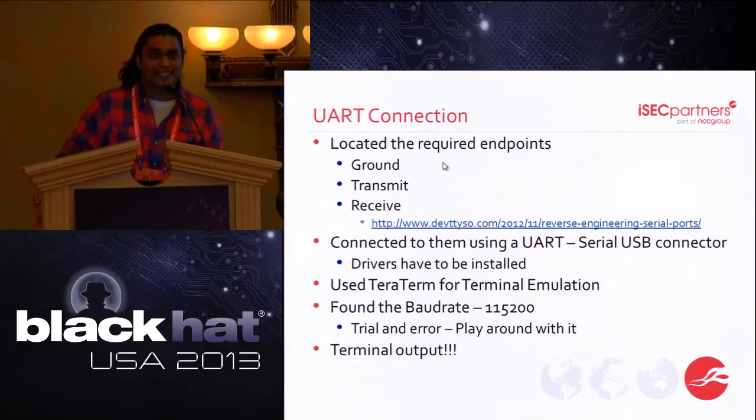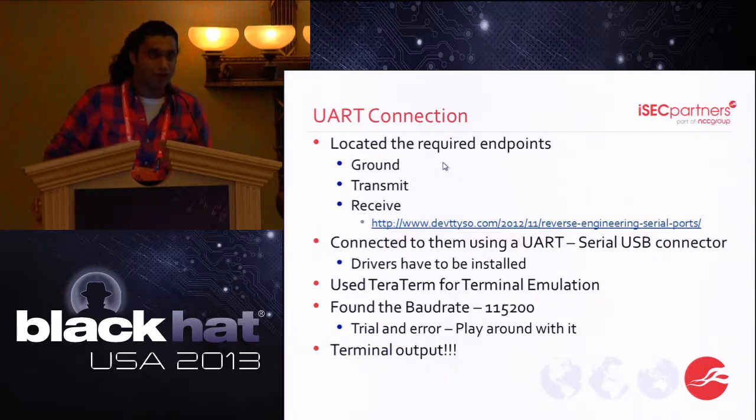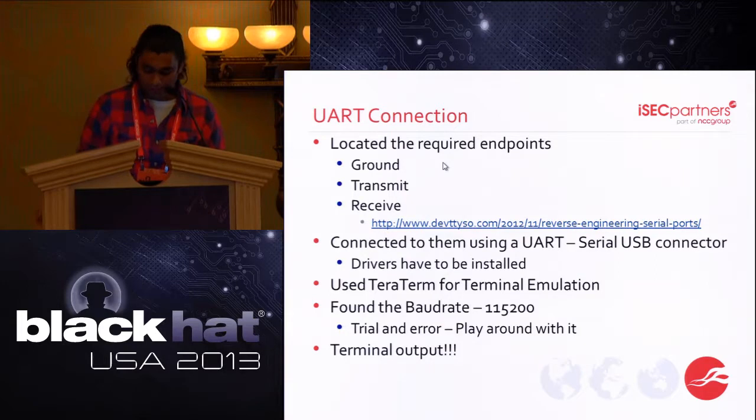Now, there is no easy way of finding the baud rate. It's through trial and error. There's a finite number of baud rates, and you just have to cycle through each and every one of those so you get the correct one. You can write a script. There are scripts out there which do that for you. But once you have all this configuration data, you get terminal output.